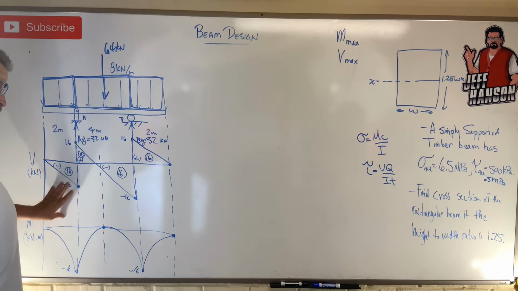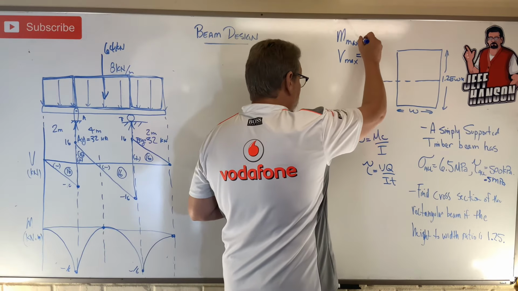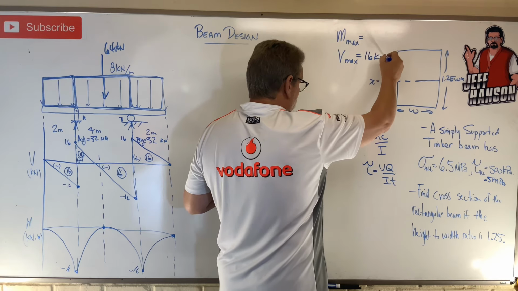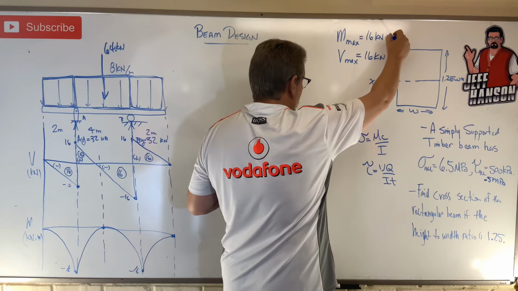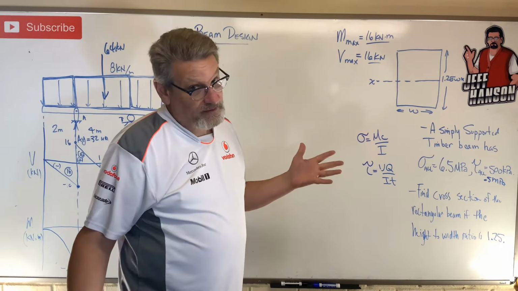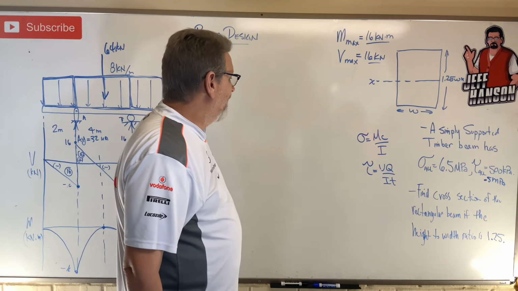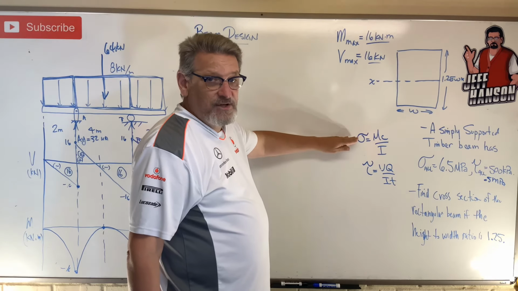So from those two graphs, we now know these two things here: this is 16 kilonewtons, and this is 16 kilonewton meters. It's not often that those two things come out to be exactly the same, but in this problem, they do. So let's start off here, and let's see what Mc over I is going to do for us.